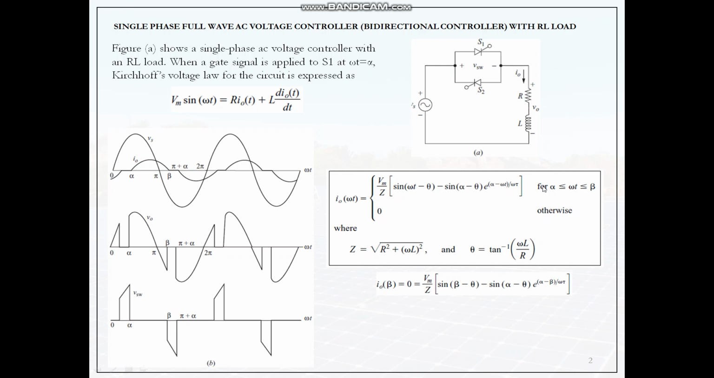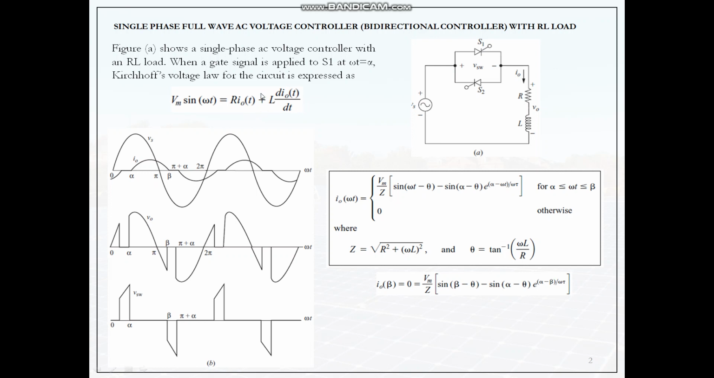For example, if we are triggering S1 at an angle of alpha, S2 will be turned on at an angle of pi plus alpha. So by changing the alpha value, we can change the RMS output voltage. Here you can see if we apply KVL, we will get Vm sin omega t is equal to R into i0(t) plus L di0(t) over dt.